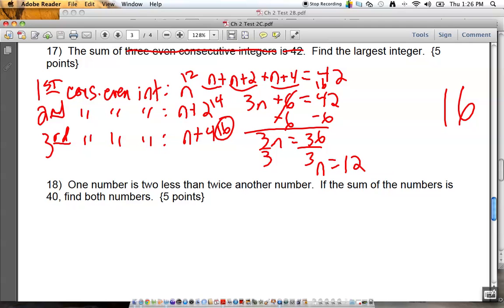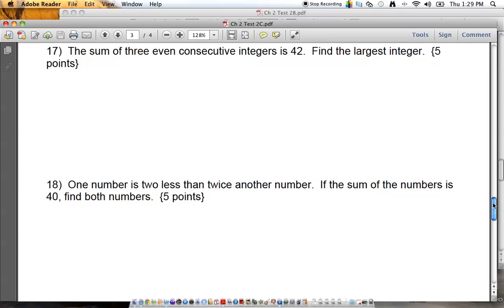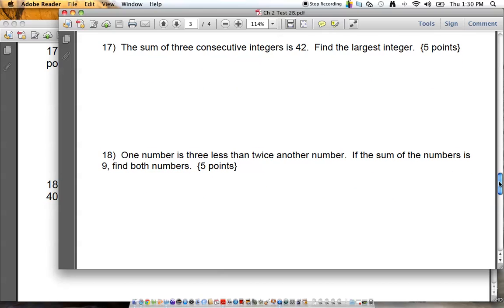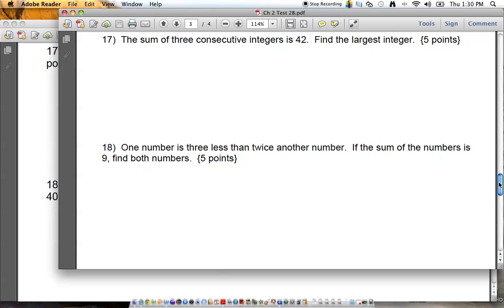All right, so now you try the one on test 2B, today's test. Go ahead. Now, keep in mind, this is not 3 consecutive even, it's just 3 consecutive. That makes it a little bit different, okay?